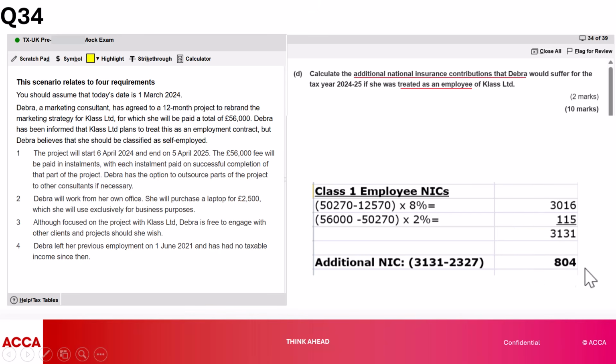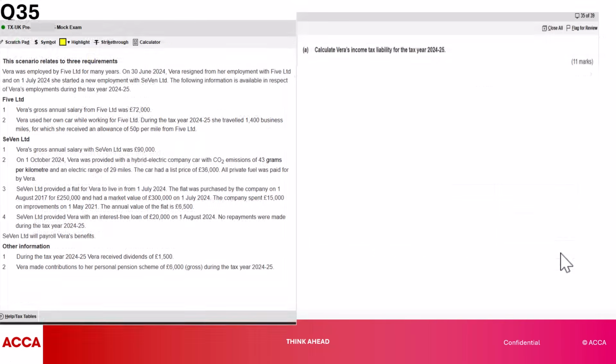I do think a lot of students could have easily missed out on this because of the word additional. Sometimes someone would just do the right computation but forget to consider that. And if you're one of those people, just take note, okay? Just take note. Then we have the typical 11-mark question, calculating Vera's income tax liability.